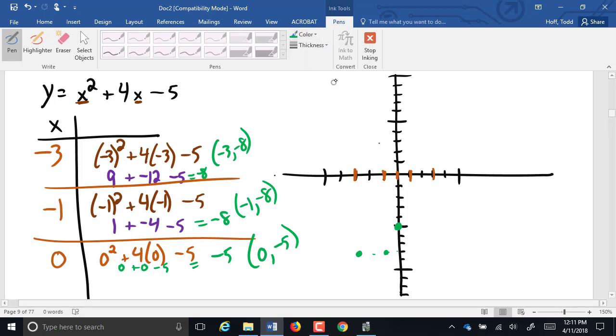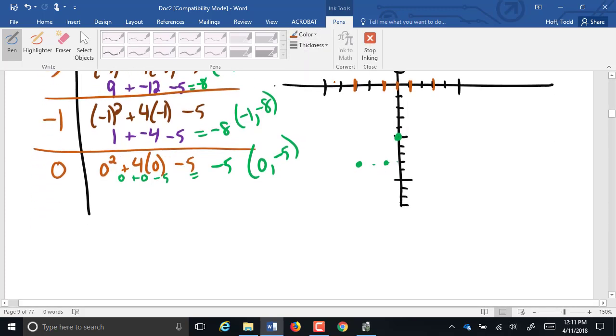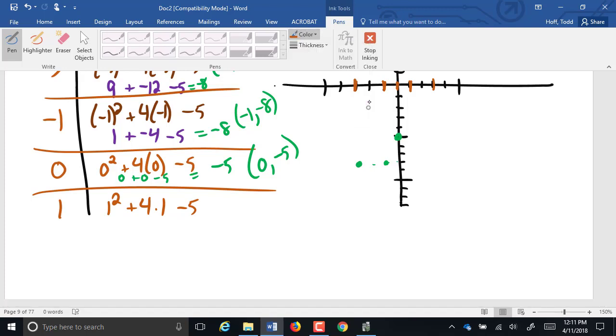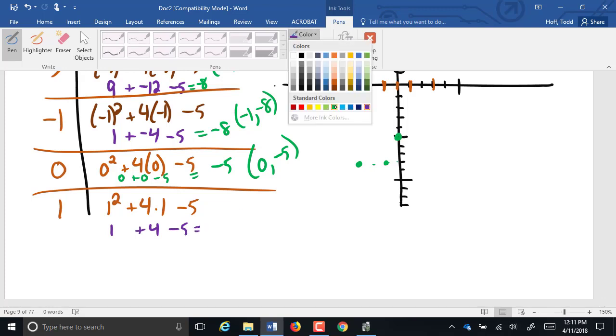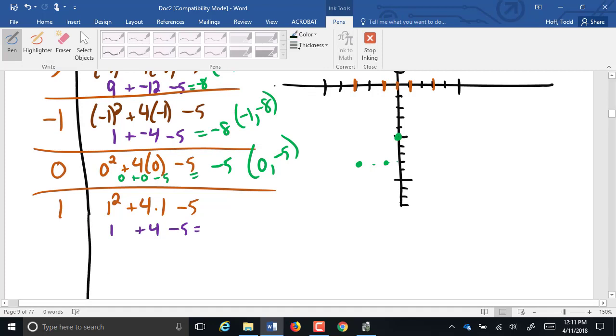Let's keep going and we'll do the number 1 for x. If x is 1, y is going to be 1 squared plus 4 times 1 minus 5. 1 squared is 1. 4 times 1 is 4. Still got the minus 5. So 1 plus 4 is 5. Minus 5 is 0. So when x is 1, y is 0. So that's going to be right here for a point.